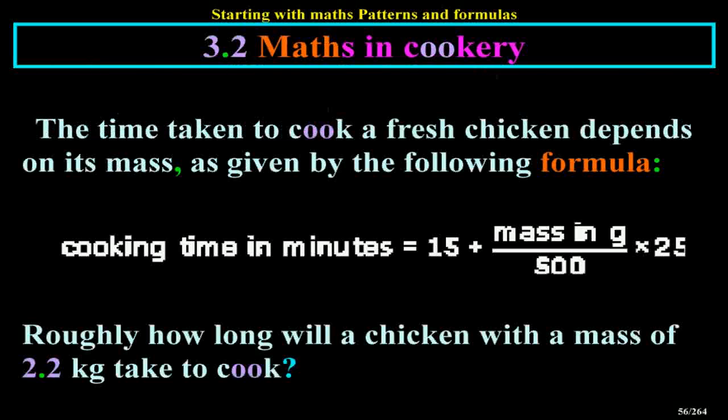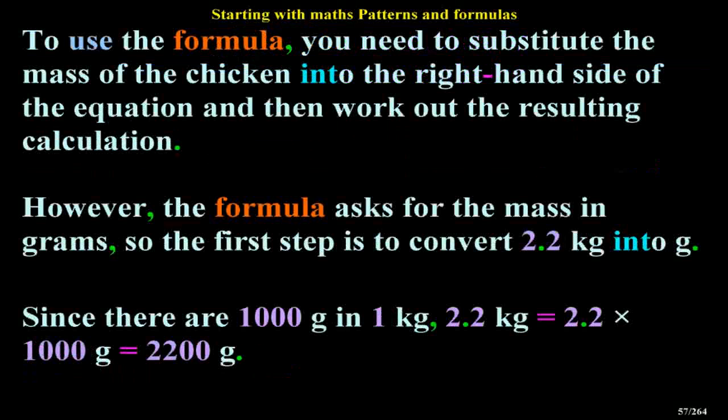3.2. Maths in cookery. The time taken to cook a fresh chicken depends on its mass, as given by the following formula. Roughly how long will a chicken with a mass of 2 kilograms take to cook? To use the formula, you need to substitute the mass of the chicken into the right-hand side of the equation and then work out the resulting calculation. However, the formula asks for the mass in grams, so the first step is to convert 2 kilograms into grams. Since there are 1,000 grams in 1 kilogram, 2 kilograms equals 2 × 1,000 grams equals 2,000 grams.